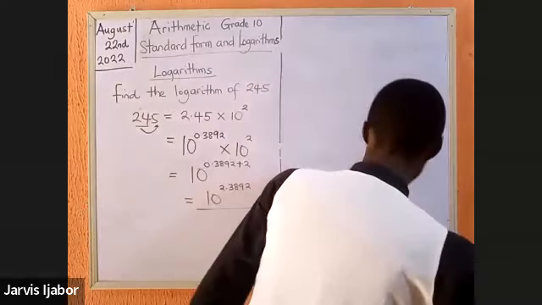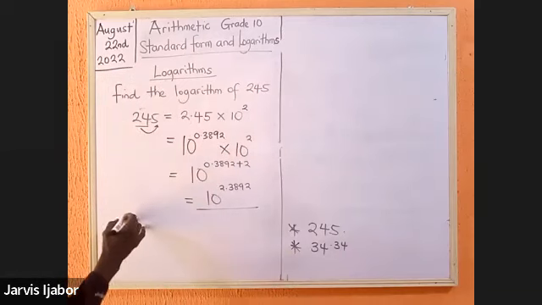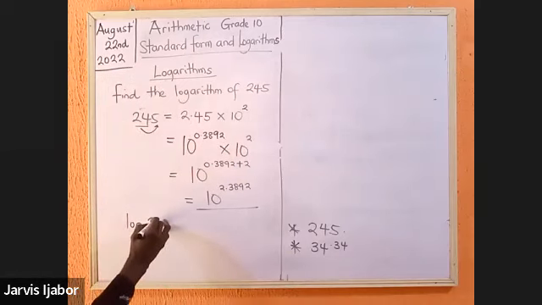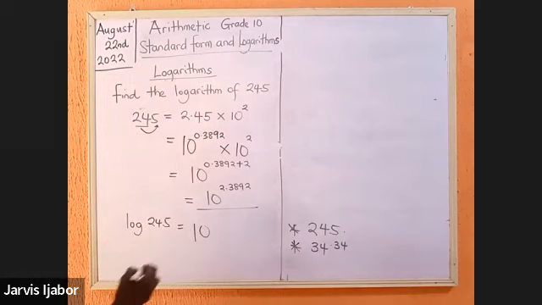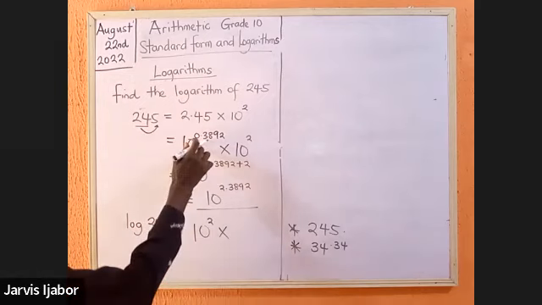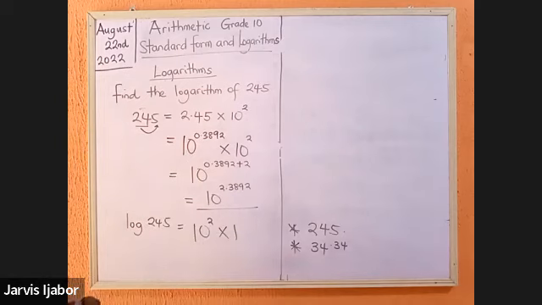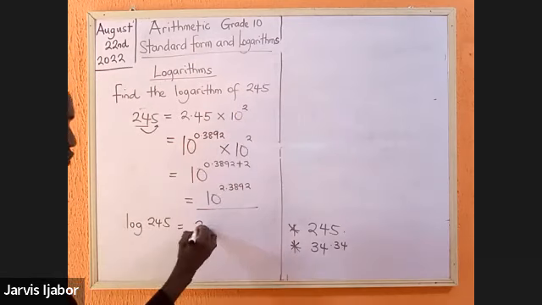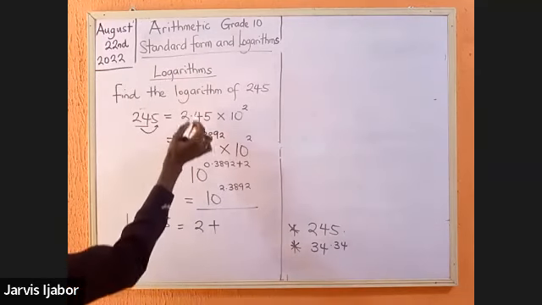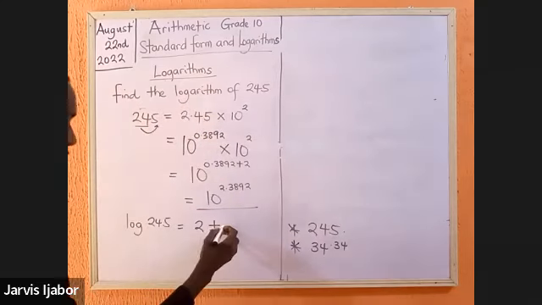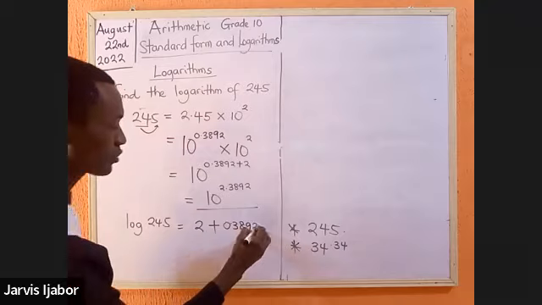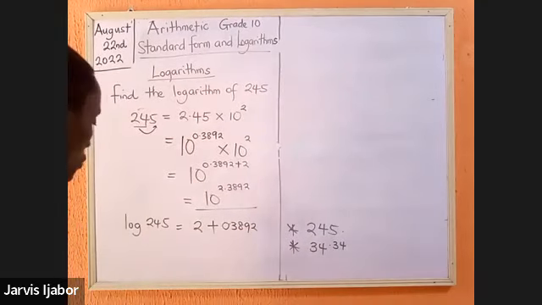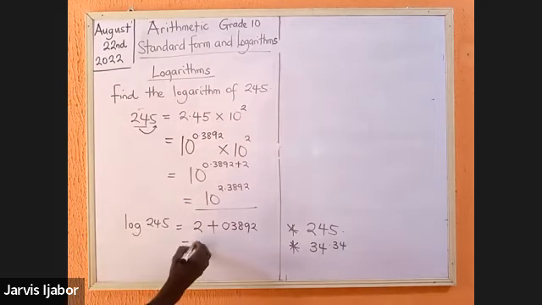Okay, before that, we said that this is one way to express this. We can also express this as the log of 245 will be equal to what? 10 raised to the power of what? 2 times this other one we have gotten. Do you understand? Oh, sorry. It will be equal to what? This number here, 2, plus what did I get when I used my logarithm table to read this? 0.3892. Right? So that's what this will now be: 2.3892.